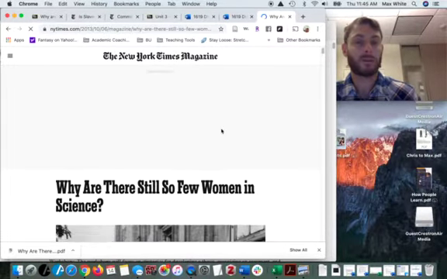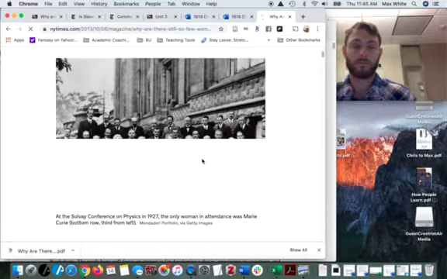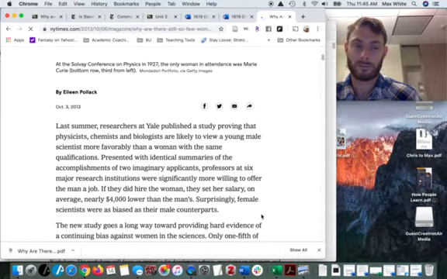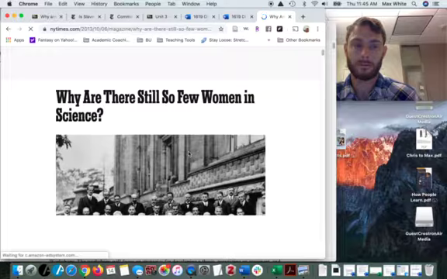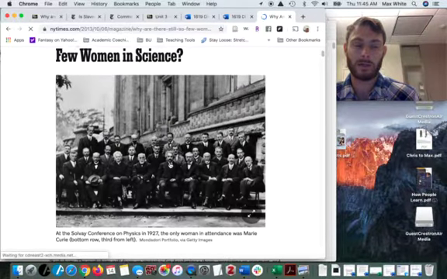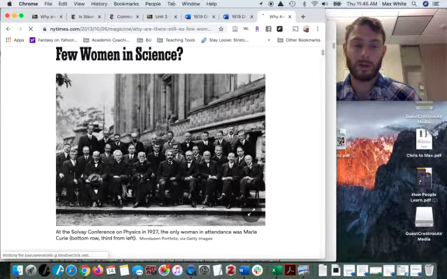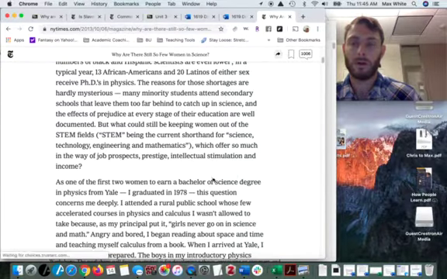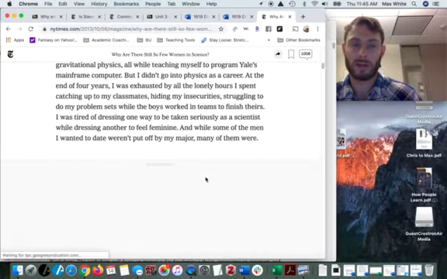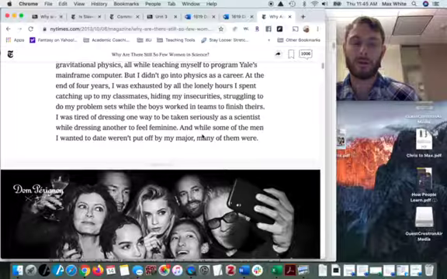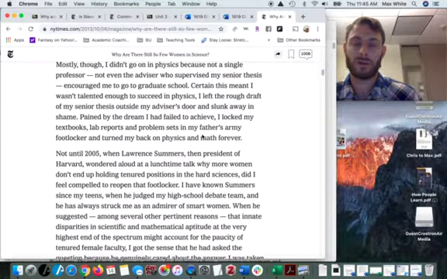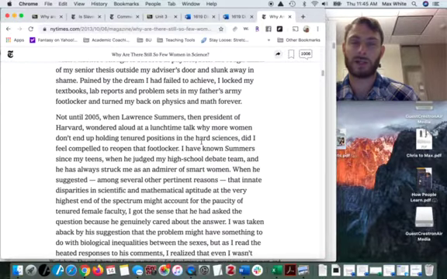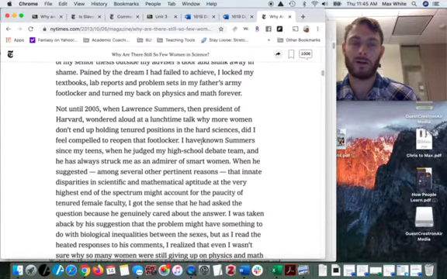Okay. So let's take a look at this in the New York Times Magazine. Why are there still so few women in science? And what do we get? We get a provocative image. The only woman in attendance was Madame Curie at this 1927 conference. And you can get a sense here for what this reading looks like in its natural habitat. One of the challenging features of the WPE reading sets is that they take the readings out of what I would call their natural habitats, where they live organically online.